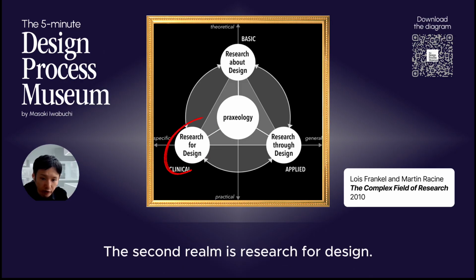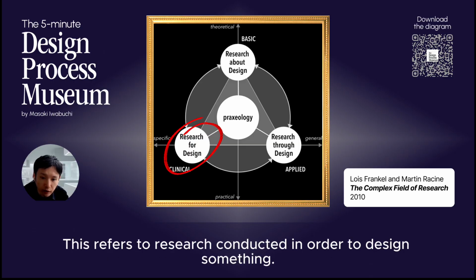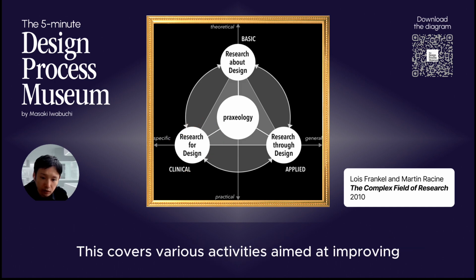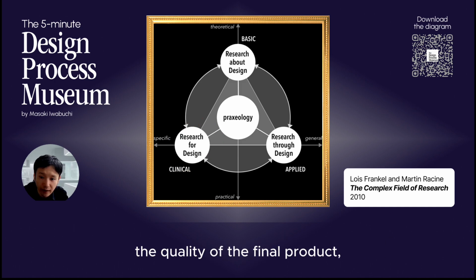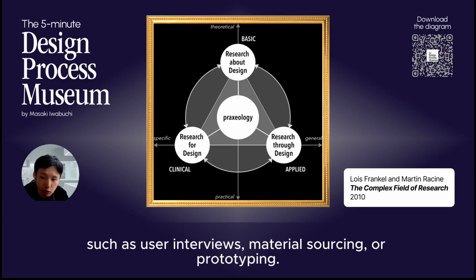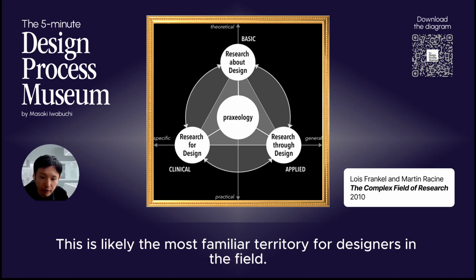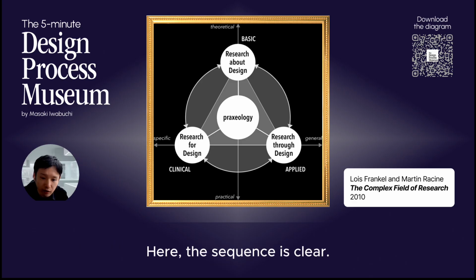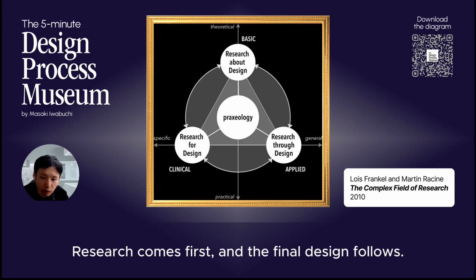The second realm is research for design. This refers to research conducted in order to design something. This covers various activities aimed at improving the quality of the final product, such as user interviews, material sourcing, or prototyping. This is likely the most familiar territory for designers in the field. Here, the sequence is clear. Research comes first, and the final design follows.